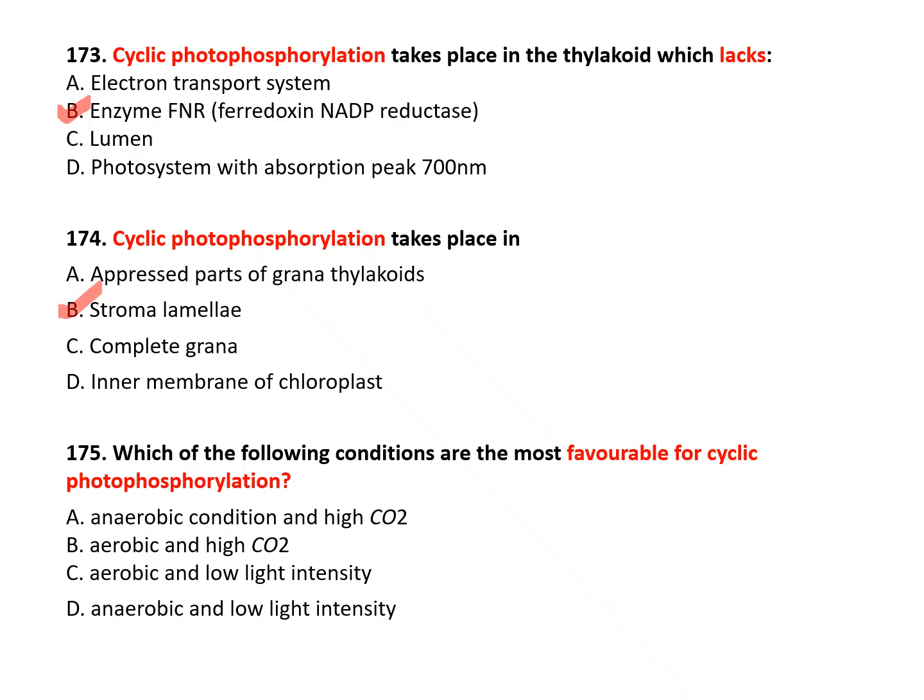The next question, number 175. Which of the following conditions are the most favorable for cyclic photophosphorylation? Option A, anaerobic condition and high carbon dioxide. Option B, aerobic and high carbon dioxide. Option C, aerobic and low light intensity. Option D, anaerobic and low light intensity. The correct answer is option D, anaerobic and low light intensity.